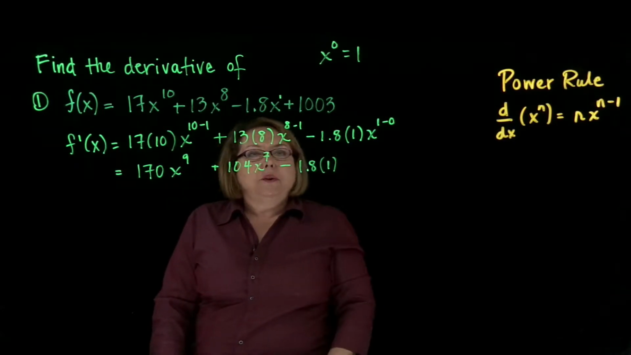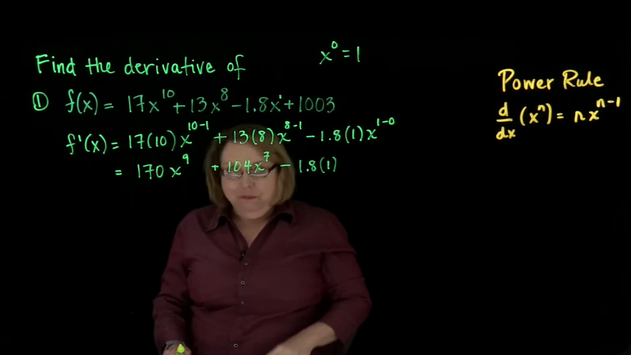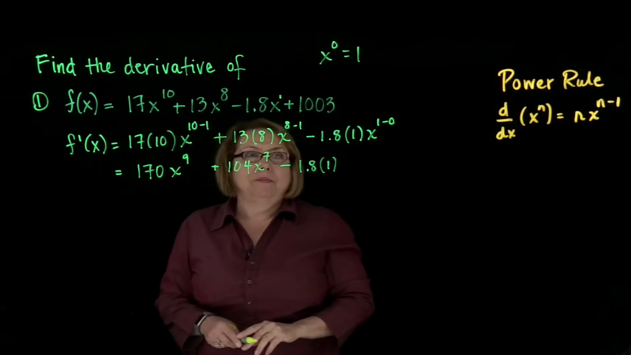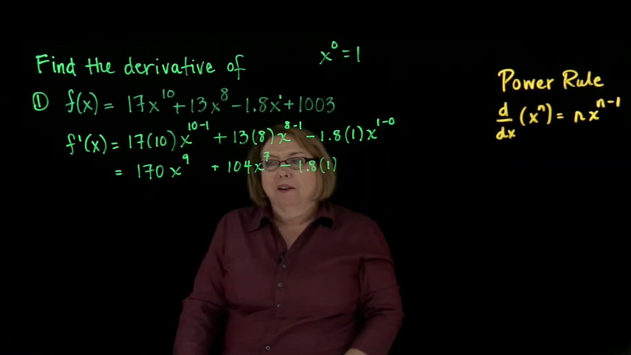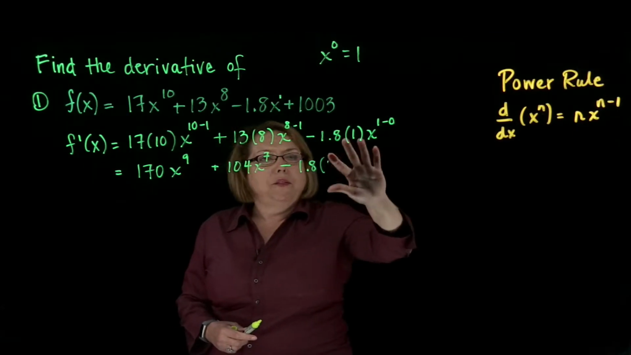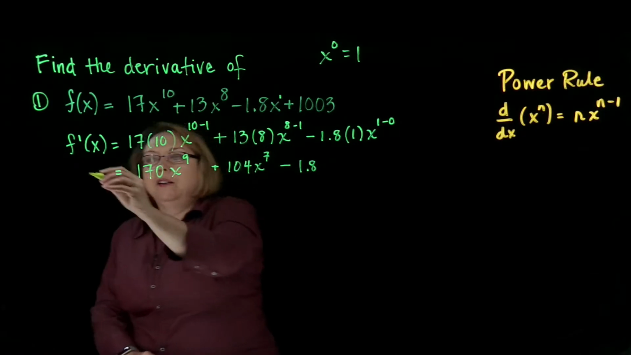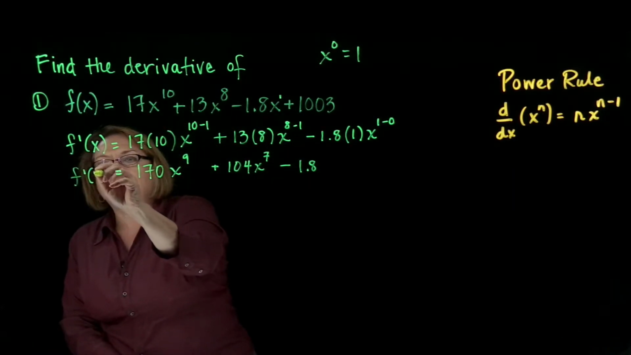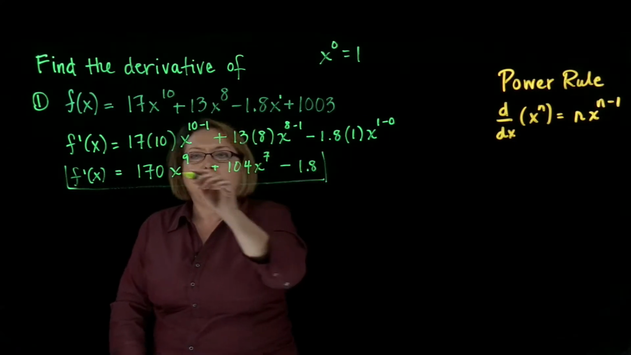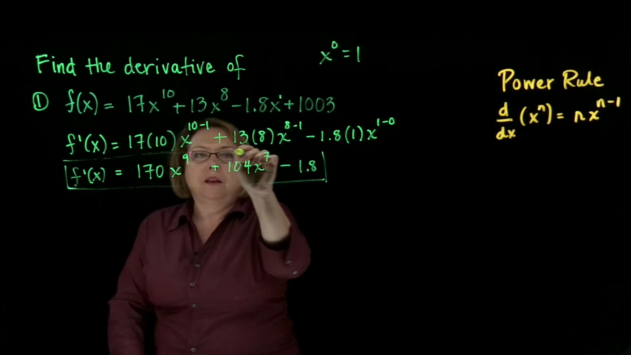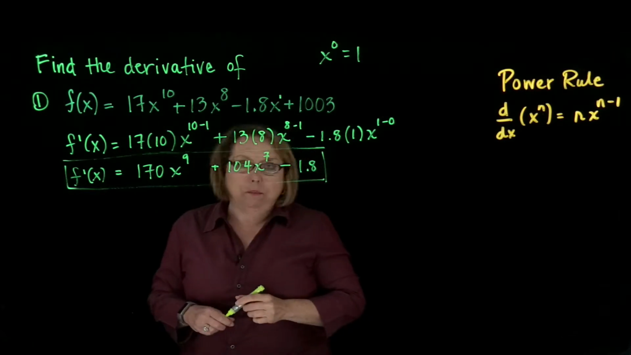And then 1003, the derivative of a constant is 0. So because of that, the 1003 just drops off. So if we take off this 1, since it was just 1.8 times 1, our answer for our first derivative here of this function is 170 x to the 9th plus 104 x to the 7th minus 1.8.